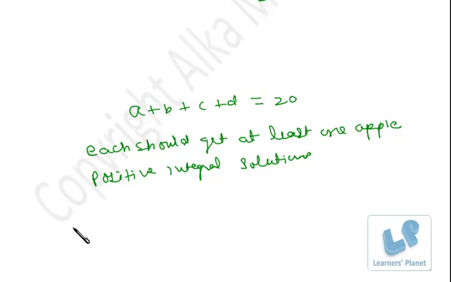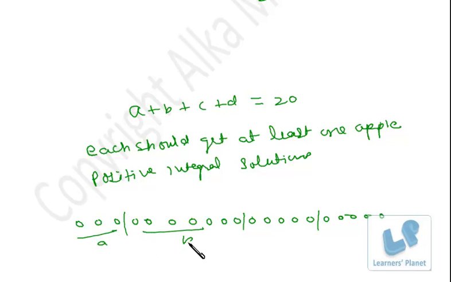Just show over here. 1 2 3 4 5 6 7 8 9 10 11 12 13 14 15 16 17 18 19 20, right? We are having 19 gaps. So if we select 3 gaps, I'll be getting 4 partitions, right? 1 2 3 4, that is A B C D. Okay, this is what is A B C and D, right?